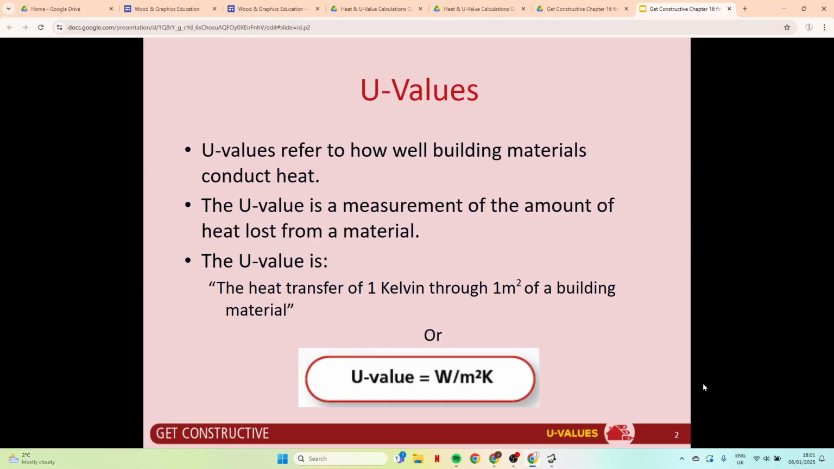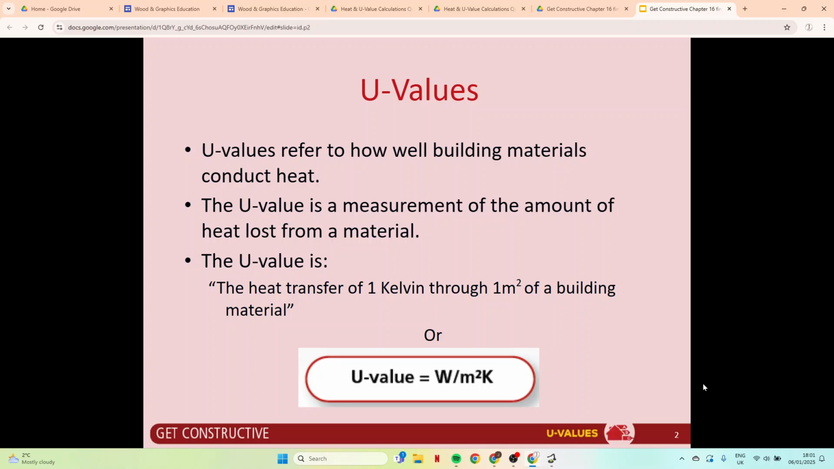U-values refers to how well building materials conduct heat. So this goes everything from plaster to insulation to concrete blocks. We look at everything, okay?